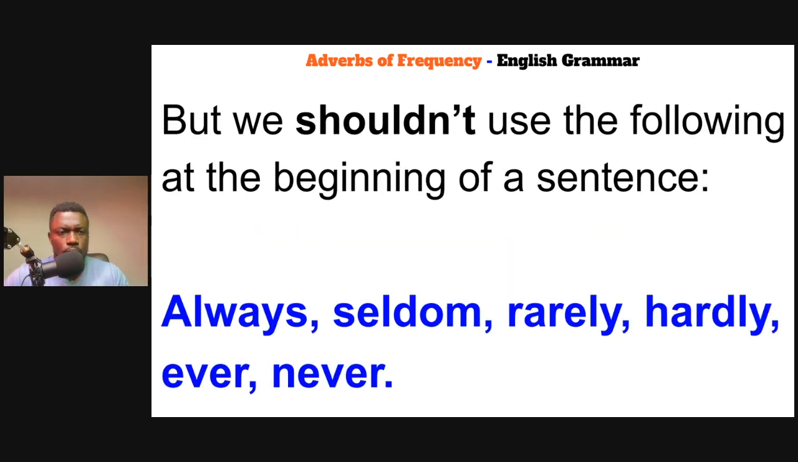Let's continue. But we shouldn't use the following at the beginning of a sentence. You shouldn't put these at the beginning of a sentence. For example, we don't say "always" first. You are not supposed to start a sentence with seldom, rarely, hardly ever, or never. You cannot start a sentence with these adverbs.